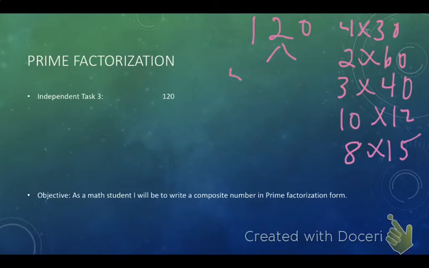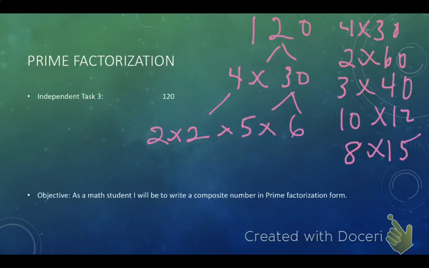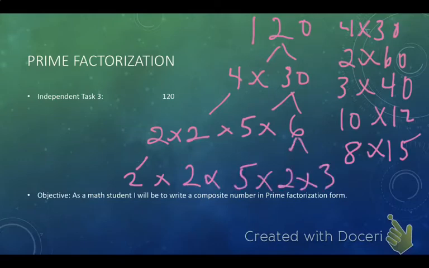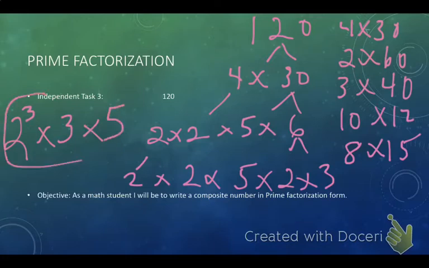Let's take 4 times 30, ladies and gentlemen. 4 becomes 2 times 2. 30 becomes 5 times 6. We have 2 times 2 times 5 times 2 times 3. All of these numbers are prime, but remember, least to greatest, so we're going to start with 2. How many 2's do we have? 1, 2, 3. The next smallest number is 3, and then we have one of those, and we have 1, 5. Ladies and gentlemen, that is your prime factorization of the number 120.